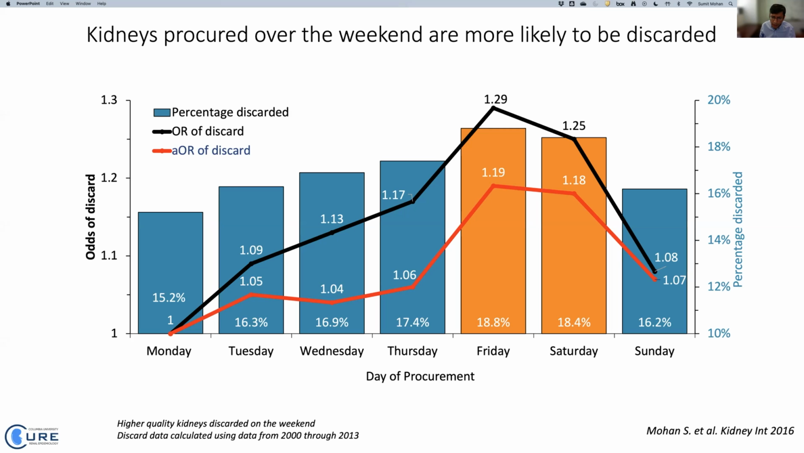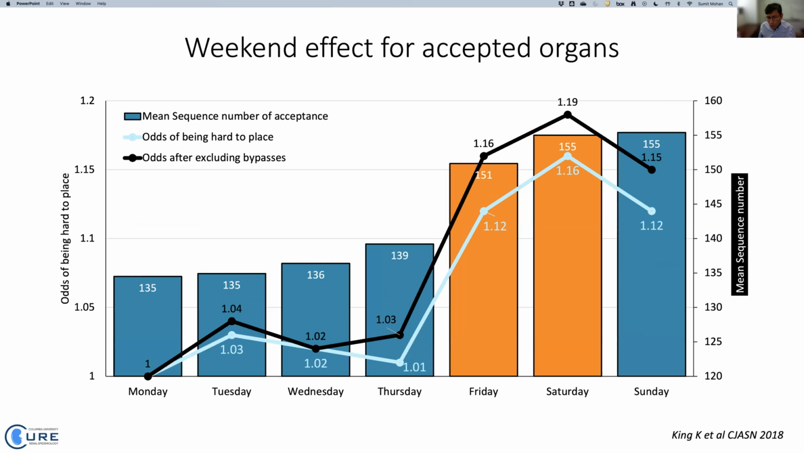Now, I will admit that when we published this, we got a lot of pushback. There was a lot of criticism around whether this is an actual true finding. I will say this has now been replicated in the liver world, it has been replicated in the heart world, and we've gone on to look at whether this phenomenon is true by looking at the kidneys that did get accepted. And even among kidneys that did get accepted for transplant and got transplanted, as you can see, organs procured on a Friday or Saturday, we had an almost 10 to 15% increase in the number of people that needed to be offered a kidney before it was accepted.